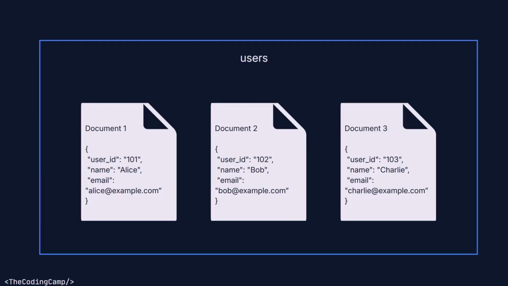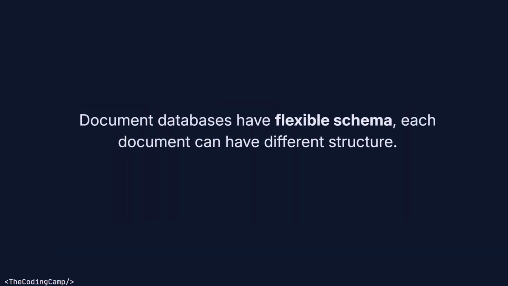For example, a document can represent a user in a database. And a group of documents is called a collection. In the SQL world, this is like a table. Document databases have a flexible schema. Each document can have a different structure.